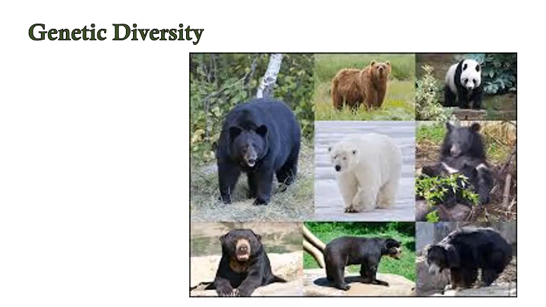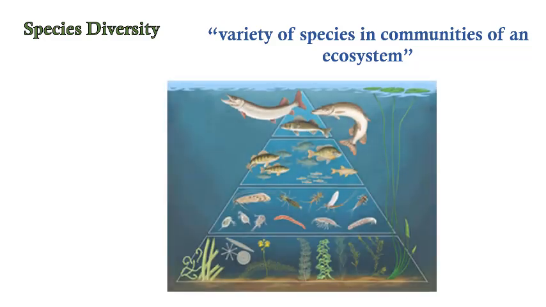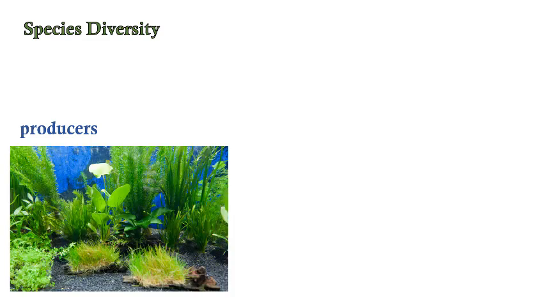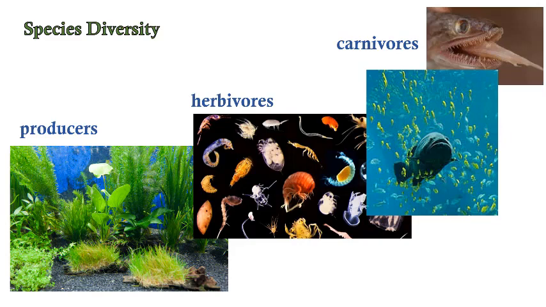Number two, species diversity refers to the variety of species in communities of an ecosystem. Producers or photoautotrophic organisms of an ecosystem may consist of many species. The same can be said for the herbivores and carnivores that reside in the higher levels of the ecosystem food chain. As a result, the ecosystem they live in runs smoothly and naturally achieves proper balance.